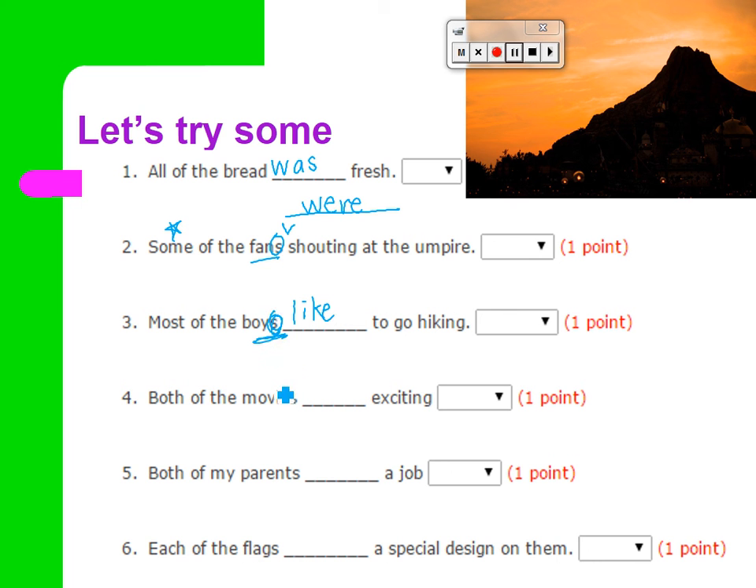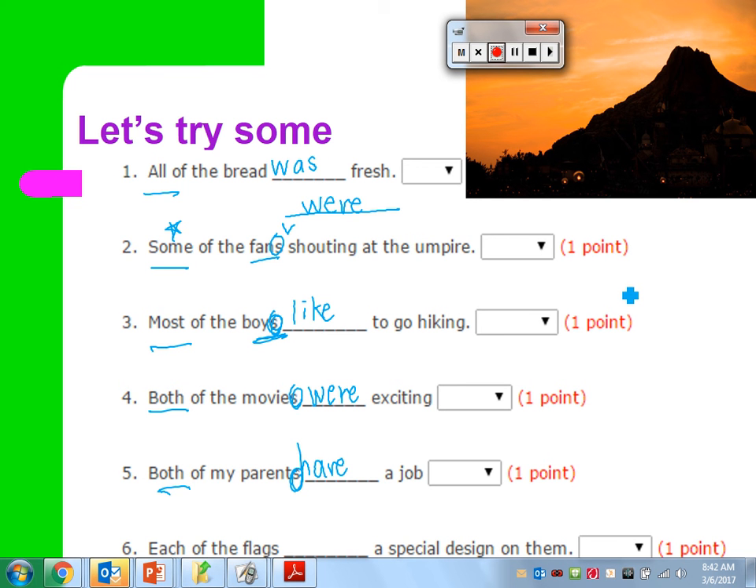It is plural. Okay, number 4, both of the movies were exciting. Both of my parents have a job, not has, because I'm talking about both of them, right? Both is the indefinite, most is indefinite, some, all.